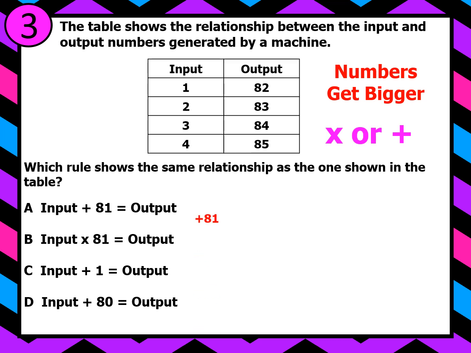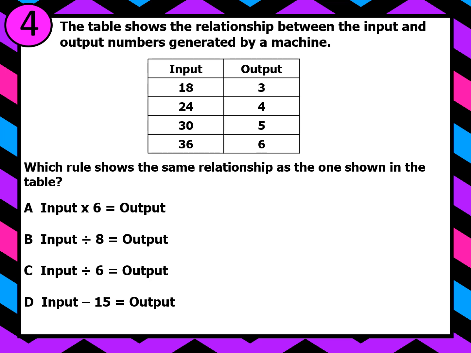1 plus 81 equals 82. 2 plus 81 equals 83. 3 plus 81 equals 84. 4 plus 81 equals 85. I have found my correct answer. So the correct answer for number 3 is A. I am now going to go to number 4.